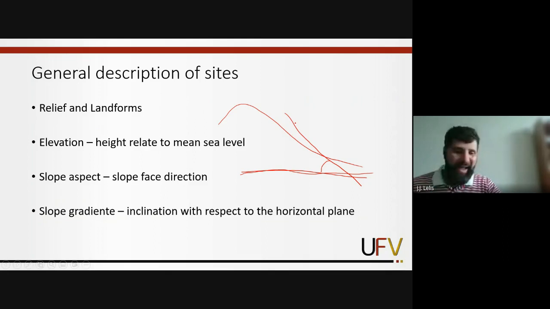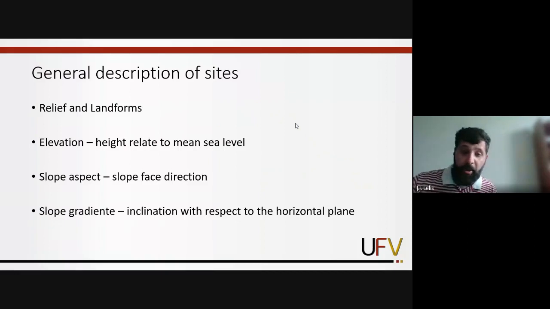The higher the slope gradient, I will probably find shallow soils, and if you have a gentle or low slope gradient, probably you have deeper soils with stronger grade than that on a high slope gradient.